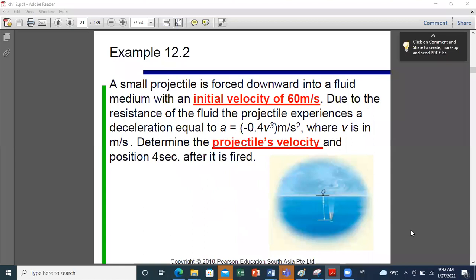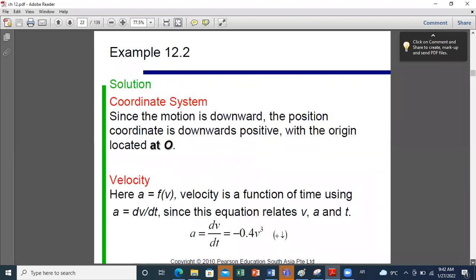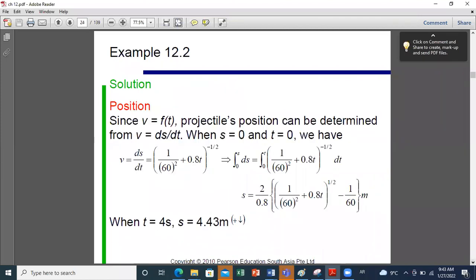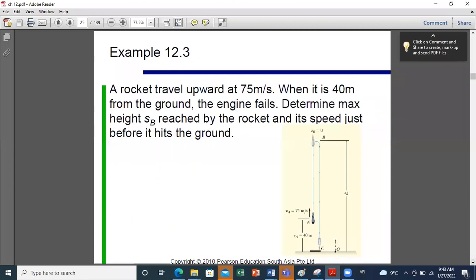So last time we did the following examples, and we have seen how to use differential relations to get relations between position, velocity, and acceleration. Let us do some other practice problem.